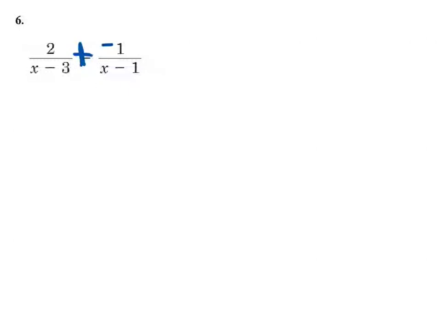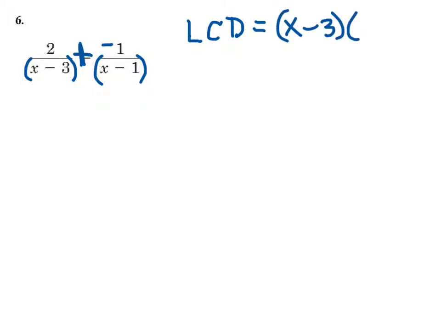Now let's observe that we have two binomial denominators. Our first binomial denominator is an x minus 3. Our second denominator is an x minus 1. So remember, in our steps for simplifying, the first thing we want to do is identify the LCD. So in this case, my least common denominator is actually the product of the two denominators that we have. So I have an x minus 3 times an x minus 1.